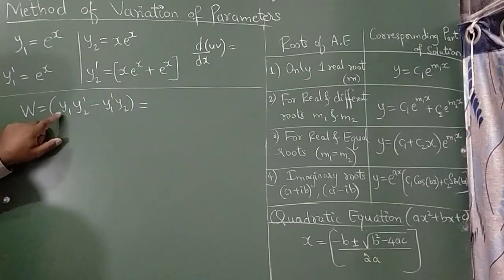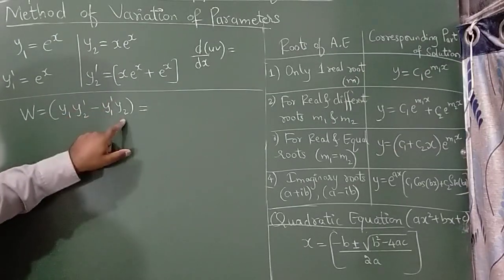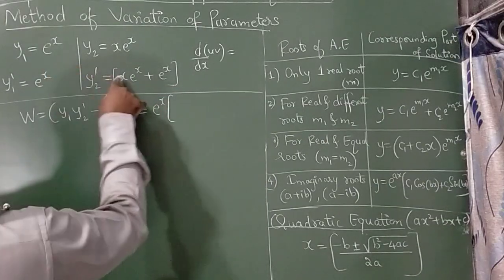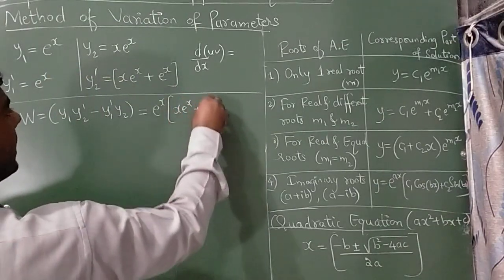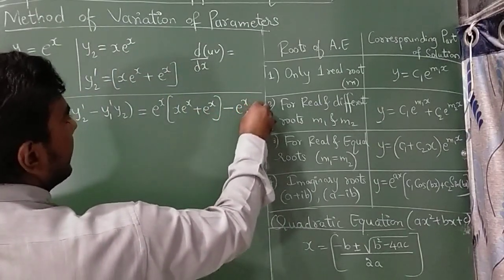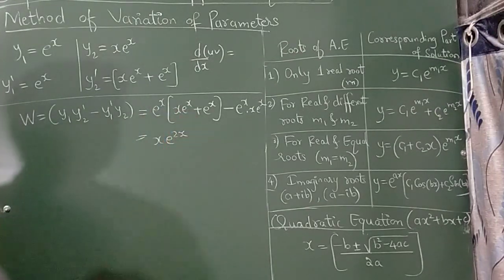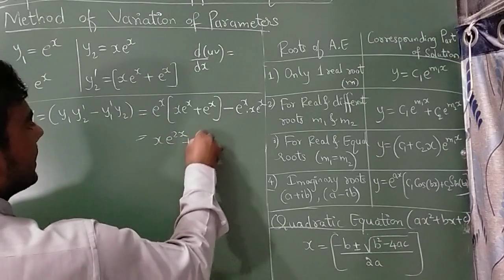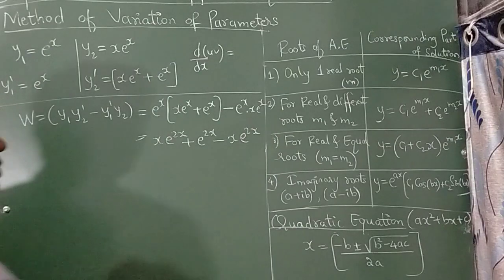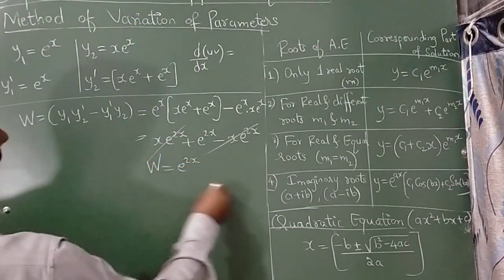Now what is w? W means y1 into y2 dash cross multiply minus y1 dash into y2 cross multiply. Fine. So what I am going to write here? e raised to x into x e raised to x plus e raised to x, minus this into this, e raised to x, x e raised to x. Now I'll multiply this. So it will become e raised to 2x plus e raised to 2x minus x e raised to 2x. So if you multiply, you will get e raised to 2x. You can see minus plus get cancelled. So e raised to 2x. We have got w now.